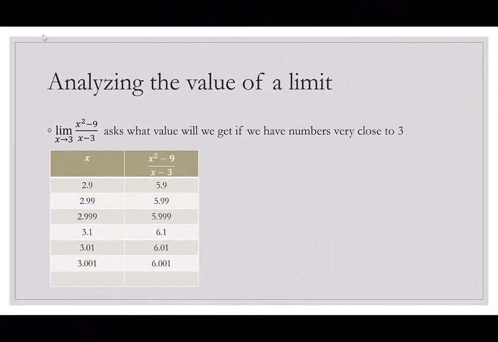So let's go ahead and transfer those numbers over and say this is how we're going to write this: the limit as x goes to 3 of x squared minus 9 over x minus 3 is equal to 6.